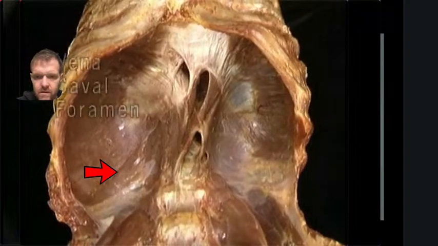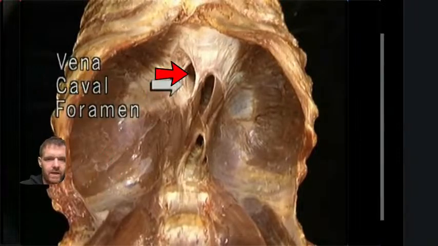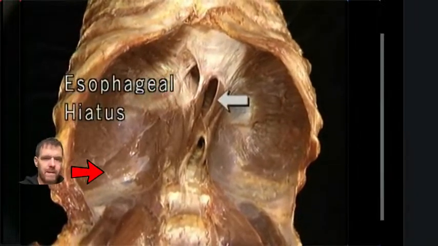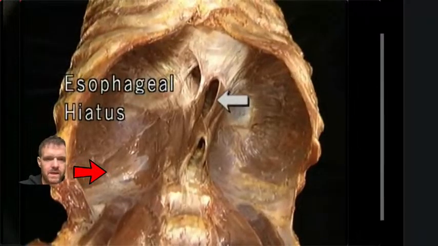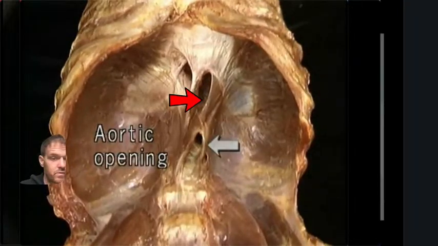Hopefully, here we go. There's your vena cava foramen, so that's where the blood supply will come back up. Just pause that there. There's your esophageal hiatus, so that's your food tube.